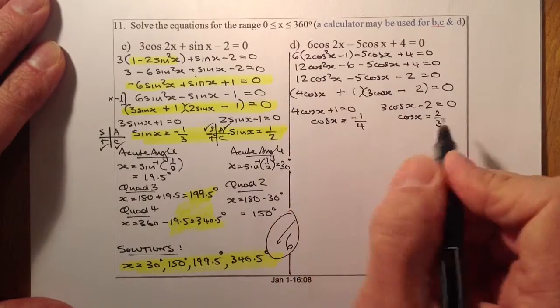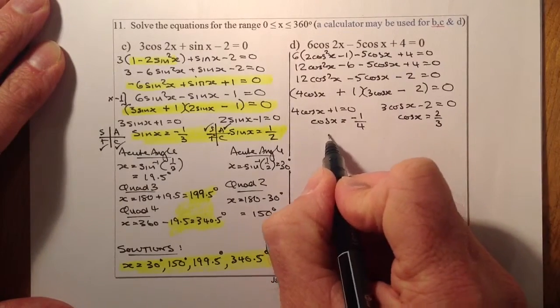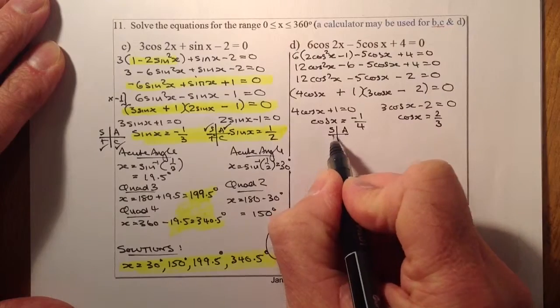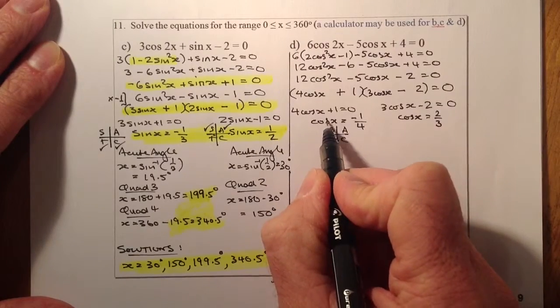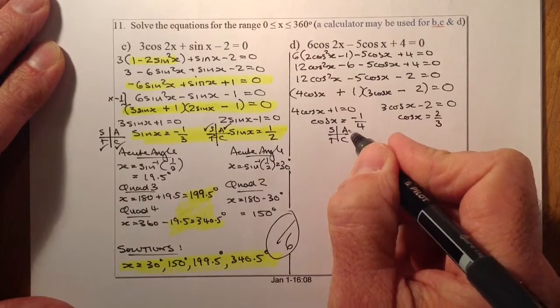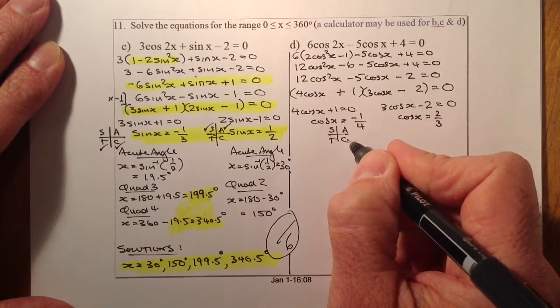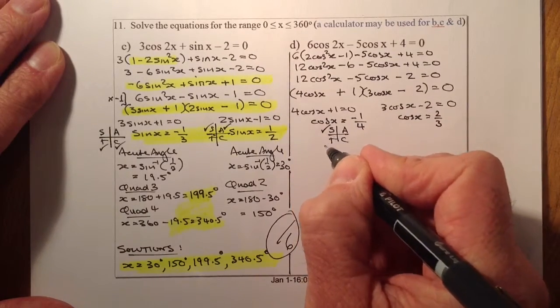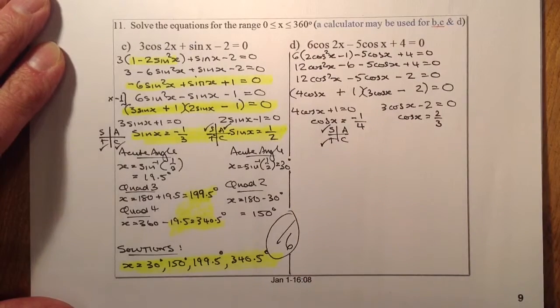Right, so what I'll do is I'll use a CAST table for this. So here's my CAST table, all, sine, tan, cos. I know that cosine of the angle is going to be negative, so cosine's positive in the first quadrant and the fourth, so I'm going to be looking for a second and a third quadrant answer for that one.